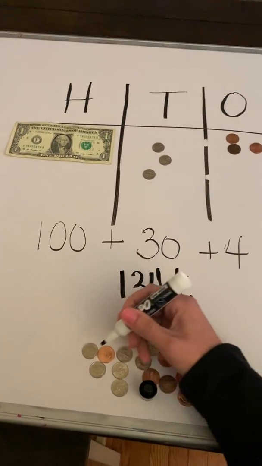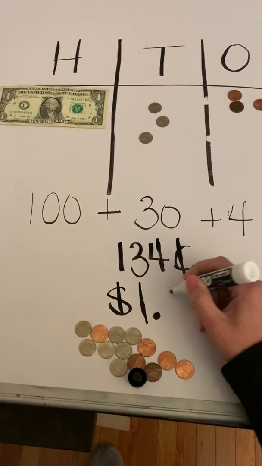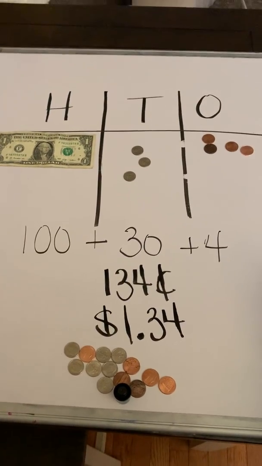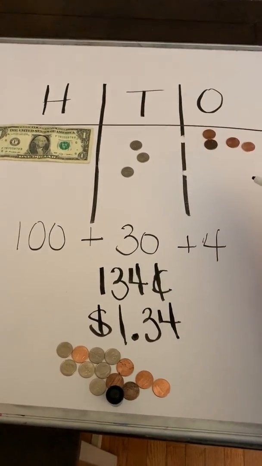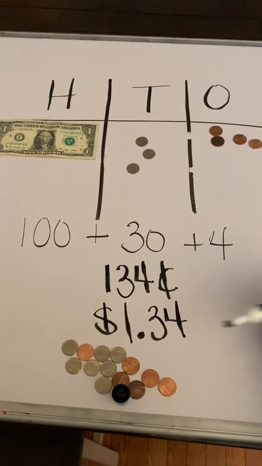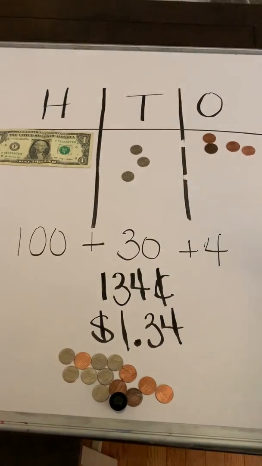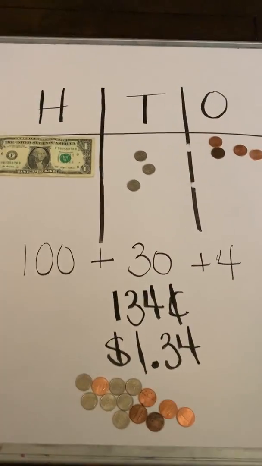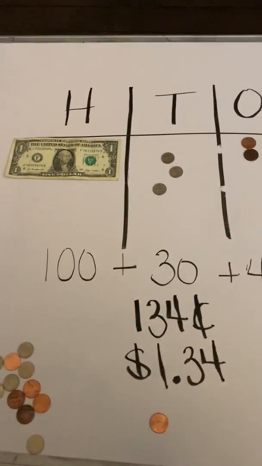134 cents is the same as $1.34. Do you see that on the place value chart? 134 cents is $1. See the $1 and 34 cents. Let's do another one. I will erase this. Let me erase this and put our money to the side.